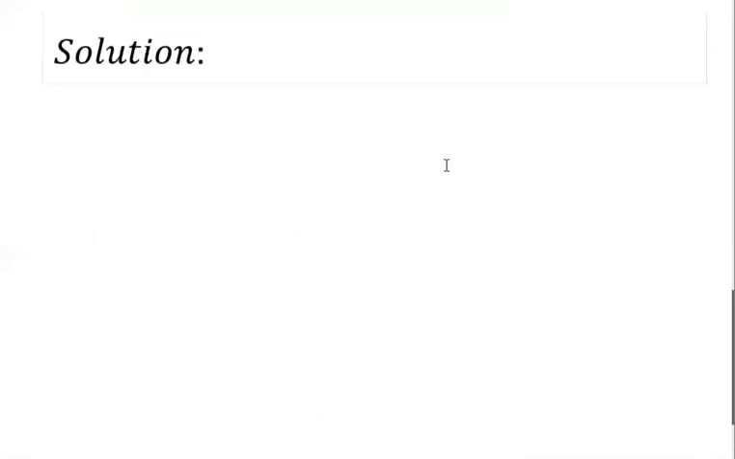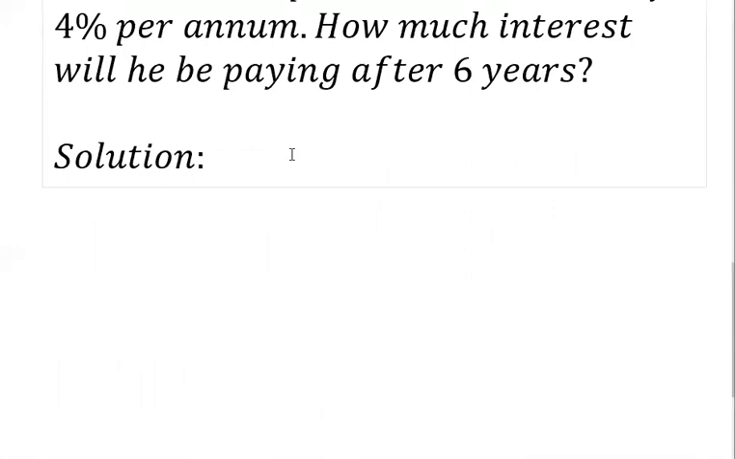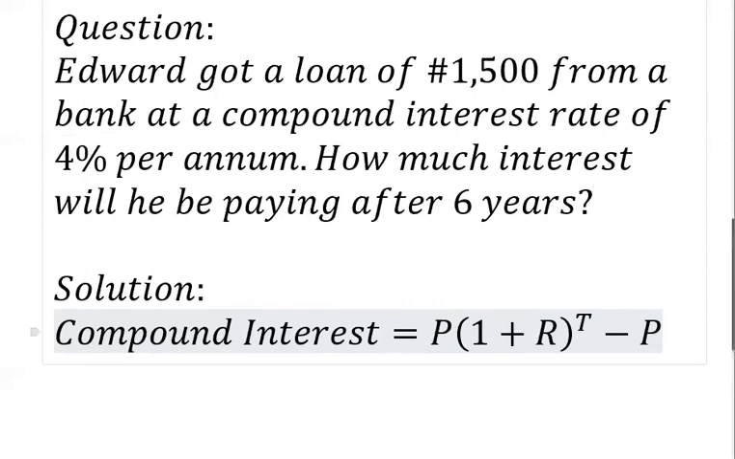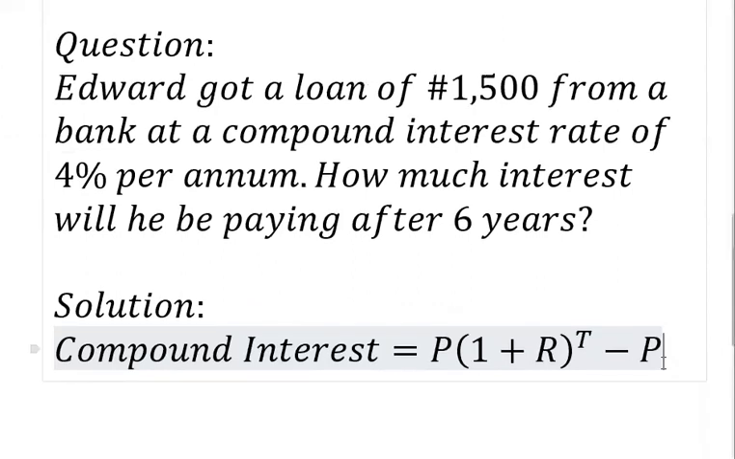We want to use our first method, which is our formula method. This is our formula. So compound interest equals P, open bracket, 1 plus R, all raised to power T minus P, where our P is our principal and our R is our rate, and our T is our time. So let's get our parameters. What are those things that were given?